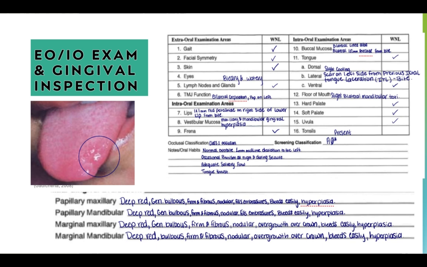Now looking at the gingival inspection, both the maxillary and mandibular papilla are deep red in color, bulbous, firm, fibrous, and nodular in consistency. The gingiva bleeds easily and has hyperplasia.